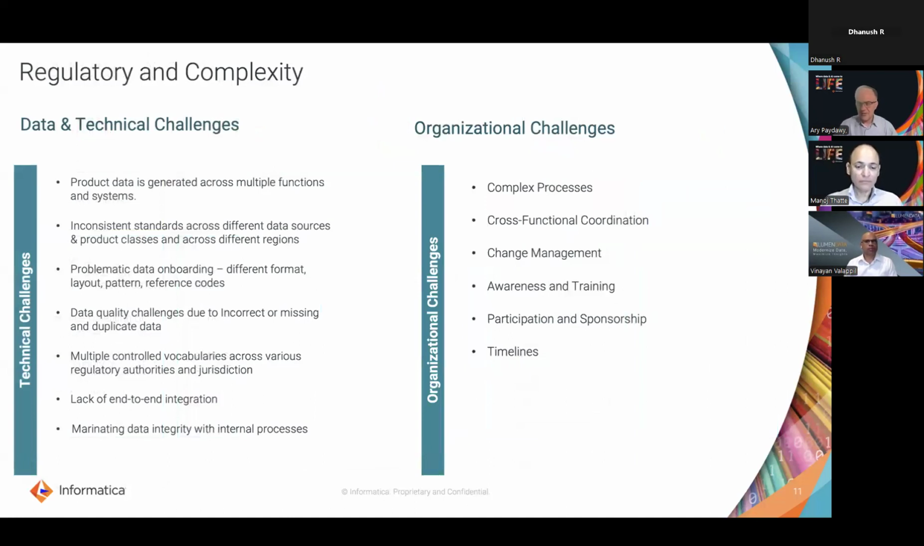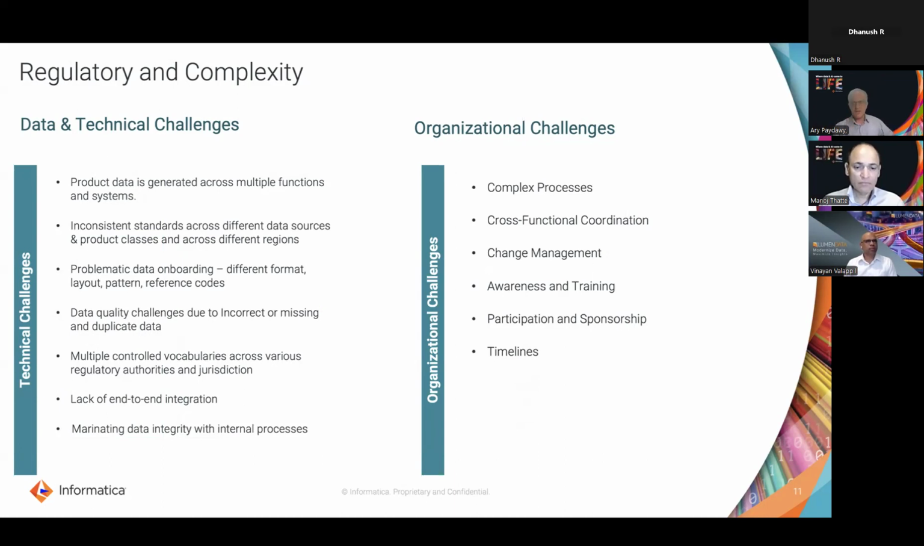Sounds really beneficial, but there is a problem. It is not an easy task. It's fairly complex. And the reason it's complex, if you look at it, there are 2 areas to look at. One is the data and technical challenges. The other piece is the organizational challenges.